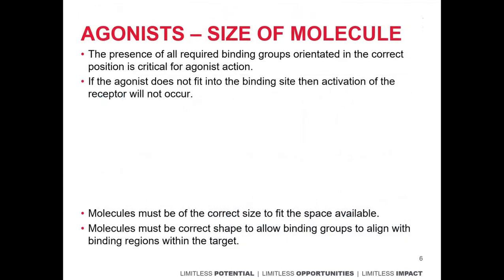Now the presence of all of the required binding groups in the correct positions is critical for agonist action. Now we can change some of the binding interactions that we have. So for example, we could change a functional group so it binds with a different site within the protein, binds with a different side chain, but we still need to make sure we have a strong interaction. Now if the agonist doesn't fit into the binding site, then activation of the receptor will not occur at all.